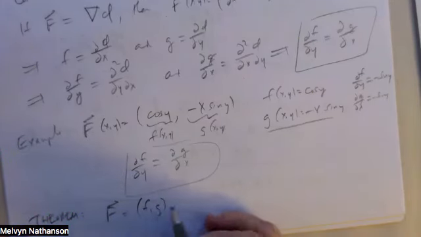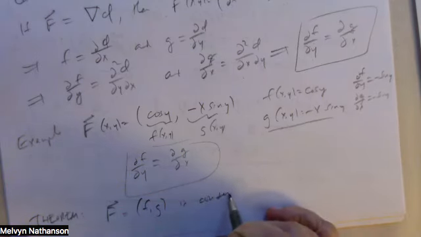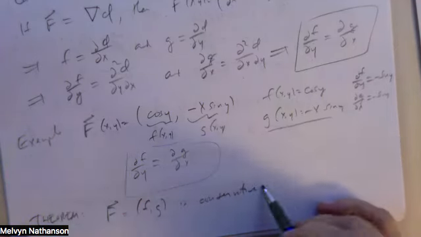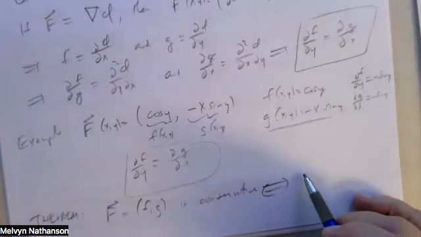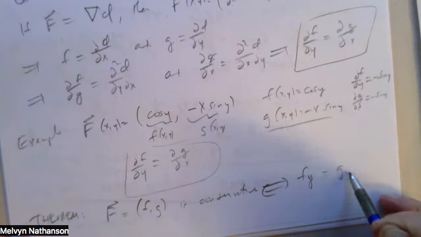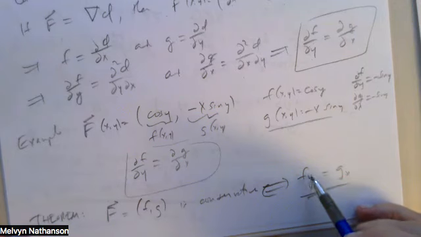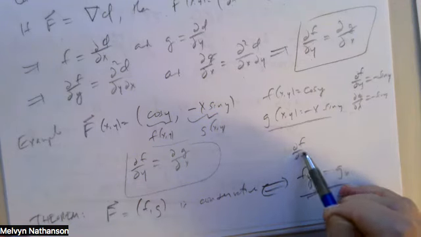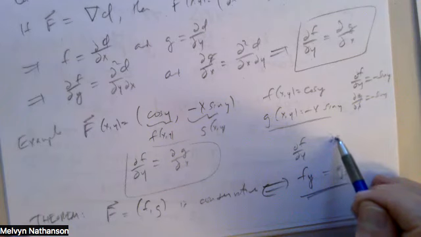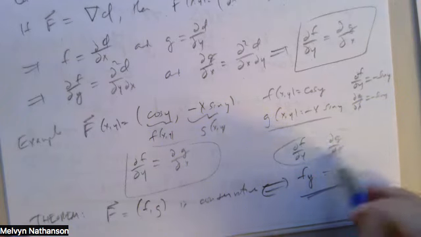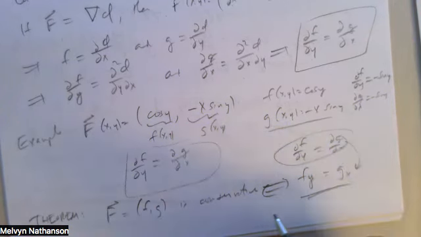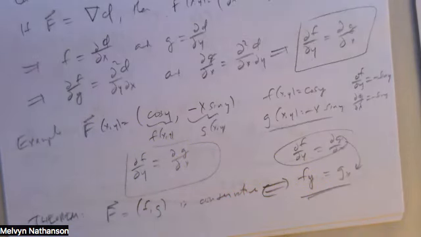So this is the theorem, which says the vector field with coordinate functions f and g is conservative if and only if the partial of f with respect to y equals the partial of g with respect to x. So this is the notation the book uses, but of course, f sub y means partial of f with respect to y, g sub x means partial of g with respect to x. So this is the same. So this is a test for a vector field to be conservative.